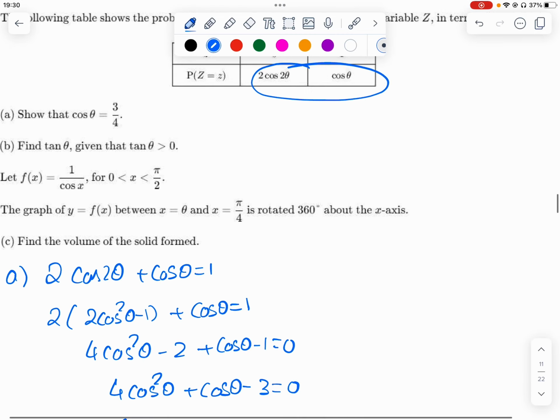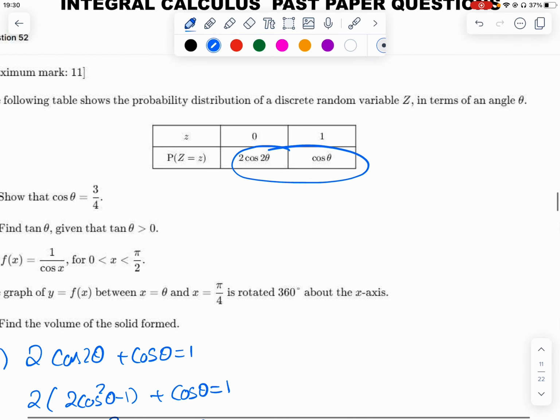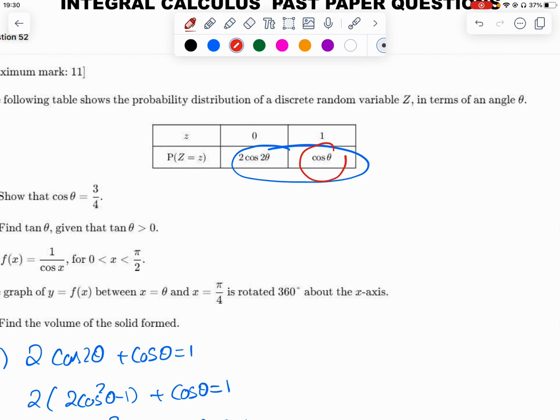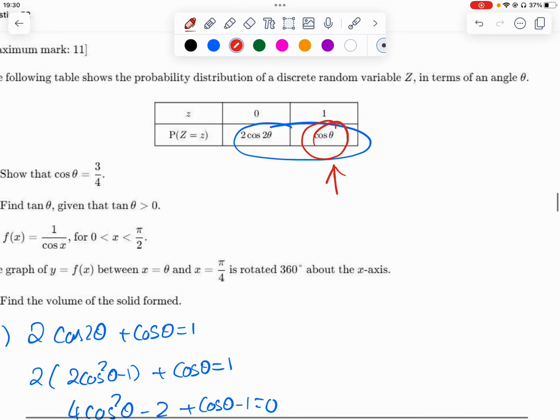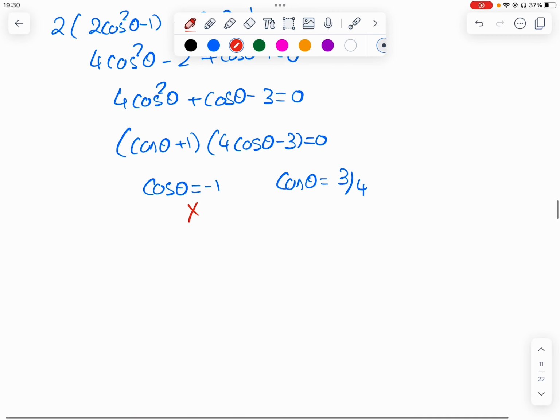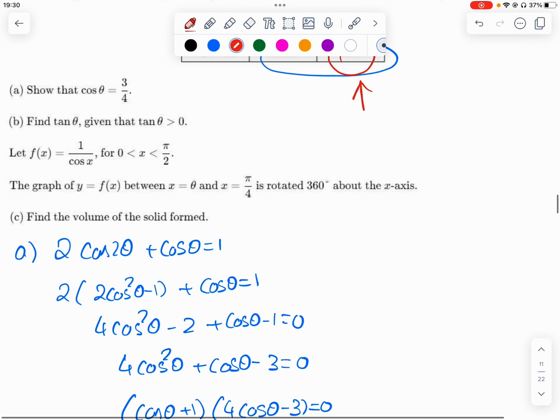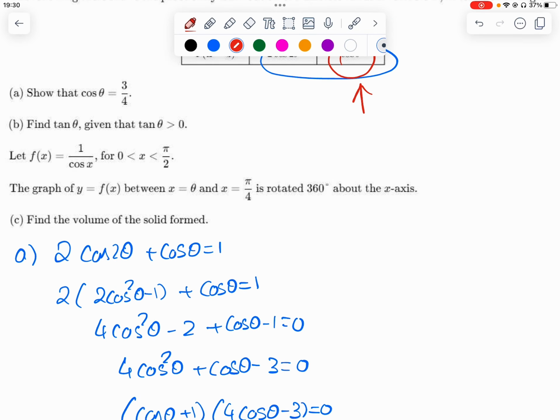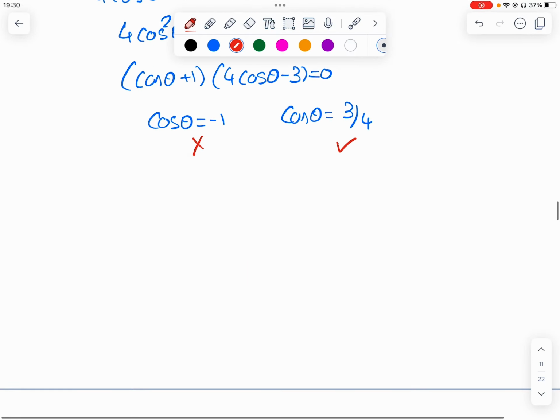But in the question he clearly gave that cos theta is one of the probabilities. Probability cannot be negative, so therefore this is rejected. Only cos theta equals to 3 upon 4. Next, what else is he telling? Find tan theta given that tan theta is positive.